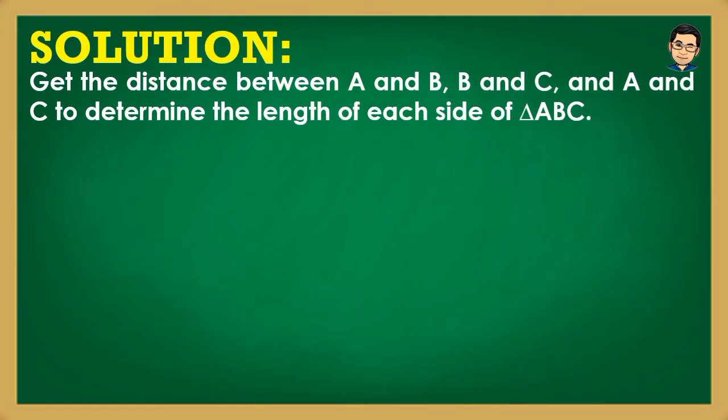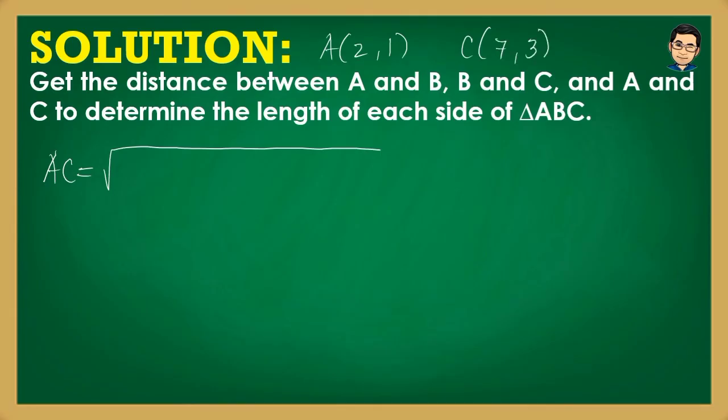Next, yung atin namang AC. So, AC equals the square root of yung coordinates ng A ang magsisilbing x sub 1 and y sub 1. And then, coordinates naman ng C ang magsisilbing x sub 2, y sub 2. Okay. So, y sub 2 is 3 minus y sub 1, 1 square plus x sub 2, 7. Then, minus x sub 1, 2.